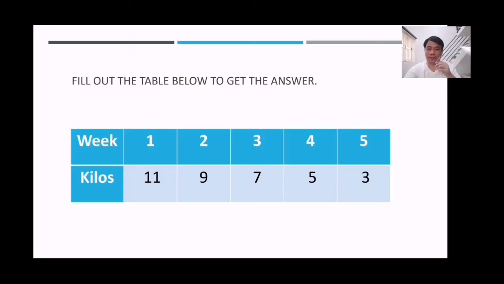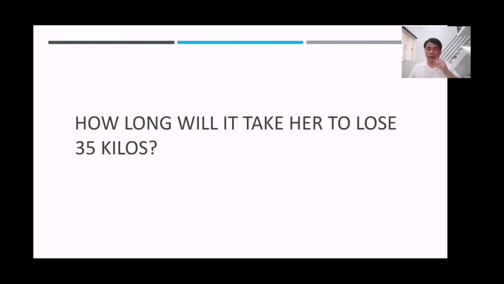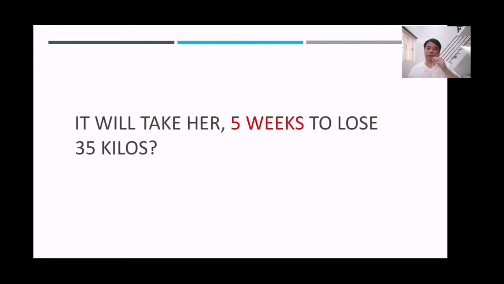Now, let's try to add the numbers again. So, 11 plus 9 is 20, plus 7 is 27, plus 5 is 32, and plus 3 is 35. So, obviously, after 5 weeks of losing weight, she already accomplished losing 35 kilos. Now, let's go back to the question. How long will it take her to lose 35 kilos? So, it will take her 5 weeks to lose 35 kilos. Okay? As simple as that.